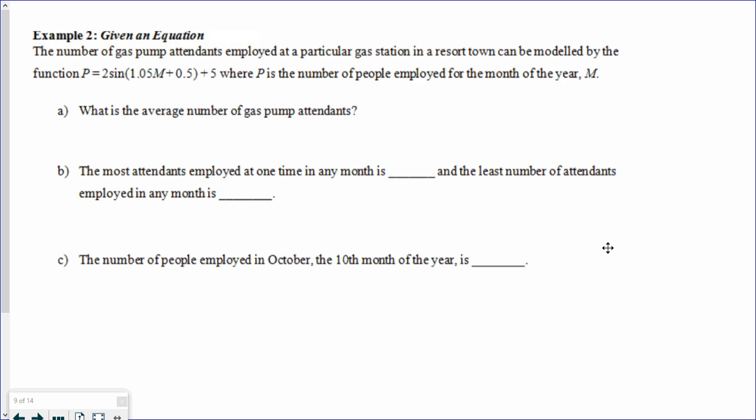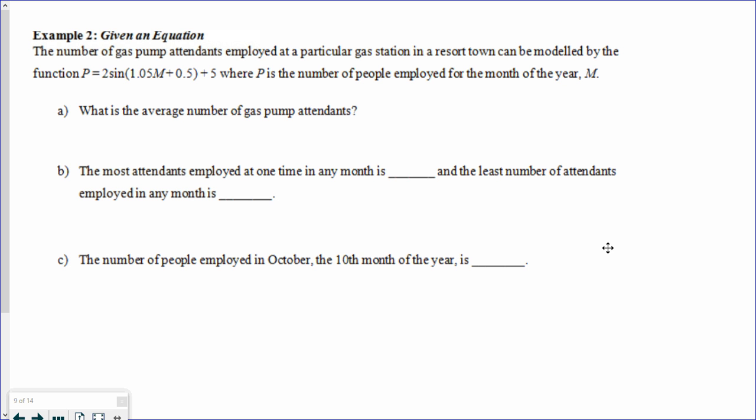So given an equation, in this case, we're not actually given data, but we're given the sinusoidal equation. It says the number of gas pump attendants employed at a particular gas station in a resort town can be modeled by the function P equals 2 times the sine of 1.05m plus 0.5 plus 5, where P is the number of people employed for the month of the year, which is m.